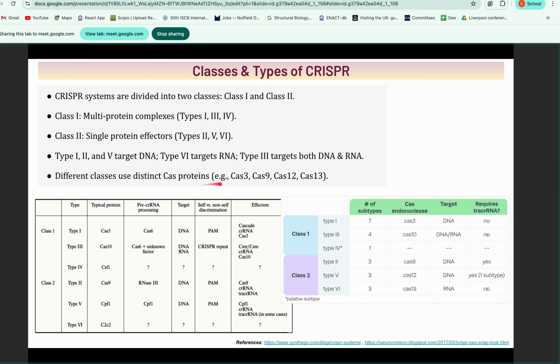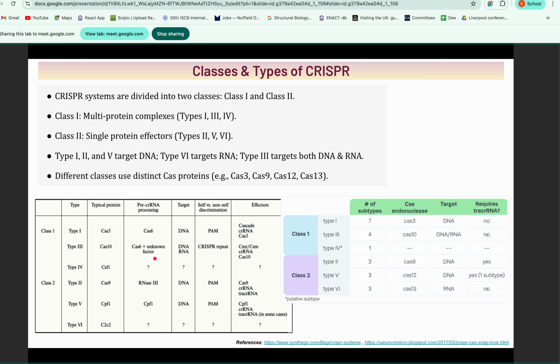So different classes use distinct Cas proteins. Mainly we talk about Cas9, but there are other Cas proteins which also exist, such as Cas3, Cas9, Cas12, and Cas13. When we say class 1 CRISPR system, these are the types: type 1, type 3, and type 4. As I mentioned, these are multi-protein complexes. The typical protein is Cas3 in case of type 1, Cas10 in case of type 3, and Csf1 in case of type 4. But along with these proteins, there are other proteins also which are helping, such as Cas6. In this case, Cas6 and some unknown factors, and in type 4, it is unknown.